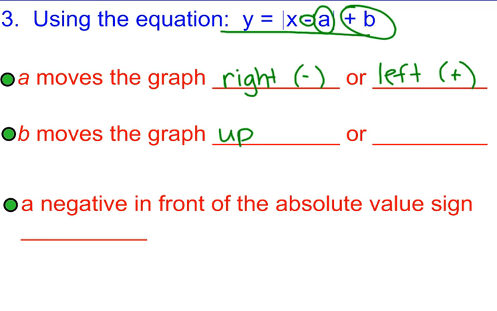So if it was positive, it went up, just like you'd expect. If it was negative, it went down. And then a negative in front of the absolute value sign, we'll say, flips the graph over the x-axis.